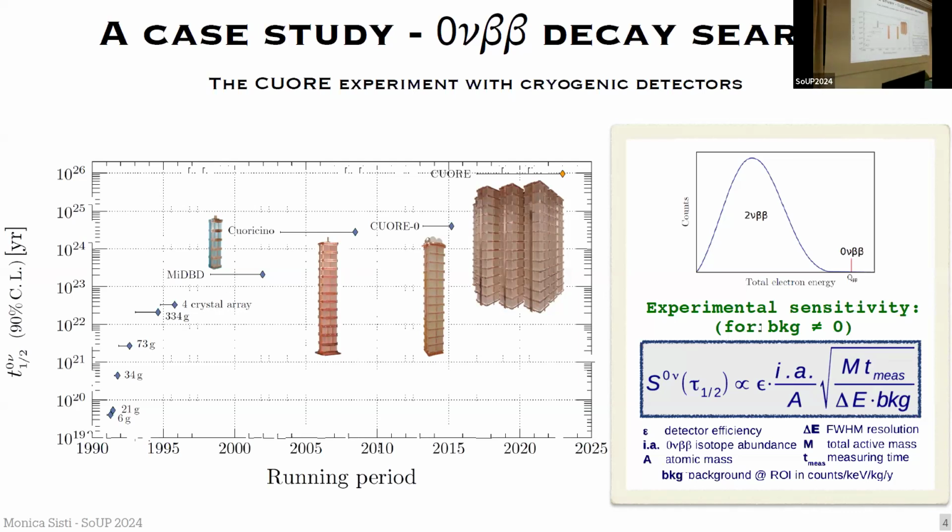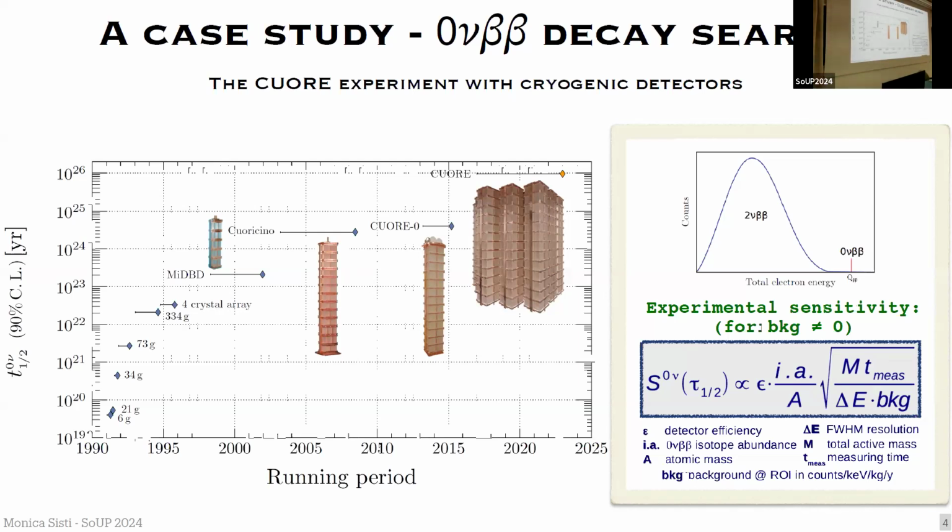So it's a very rare process. And the sensitivity to the neutrinoless channel, which is the most interesting one because it would imply many things, but above all that neutrinos are Majorana particles. The sensitivity, as you see, depends very strongly on the mass of your detector and on the background of your experiment.